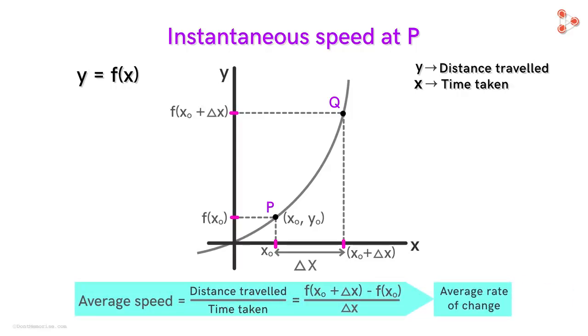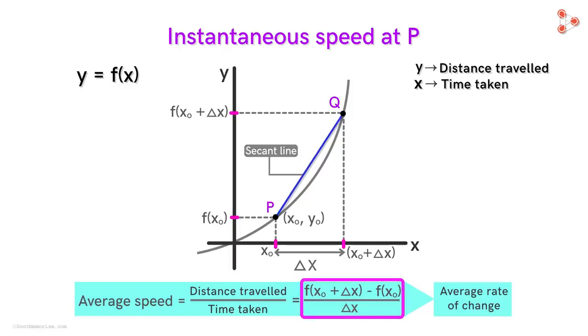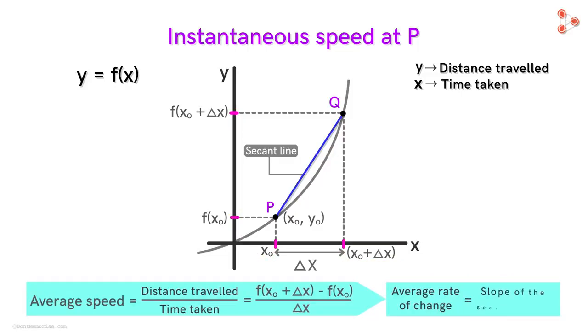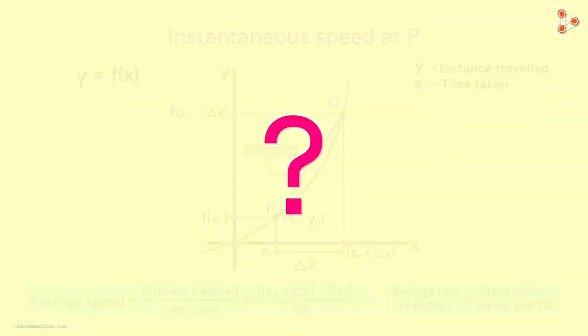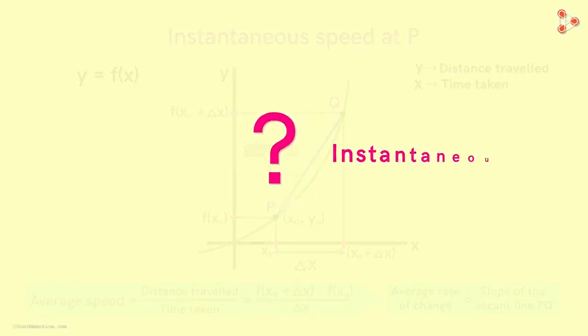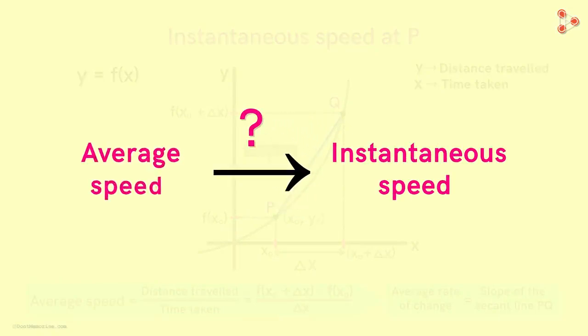Now let's say we draw a straight line between these 2 points. It's called the secant line. We see that the slope of this secant line will be equal to the average speed in the time interval delta x. So we see that the average rate of change between two values of x is equal to the slope of the secant line between the corresponding points on the curve. Now what's the next step? How do we find the instantaneous speed from this average speed?